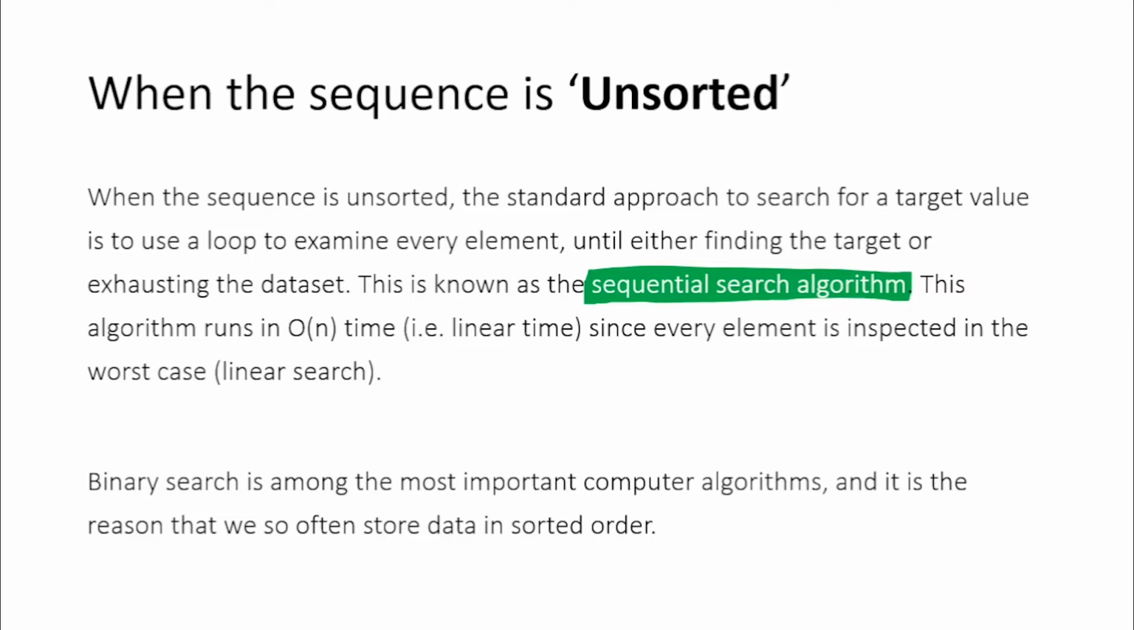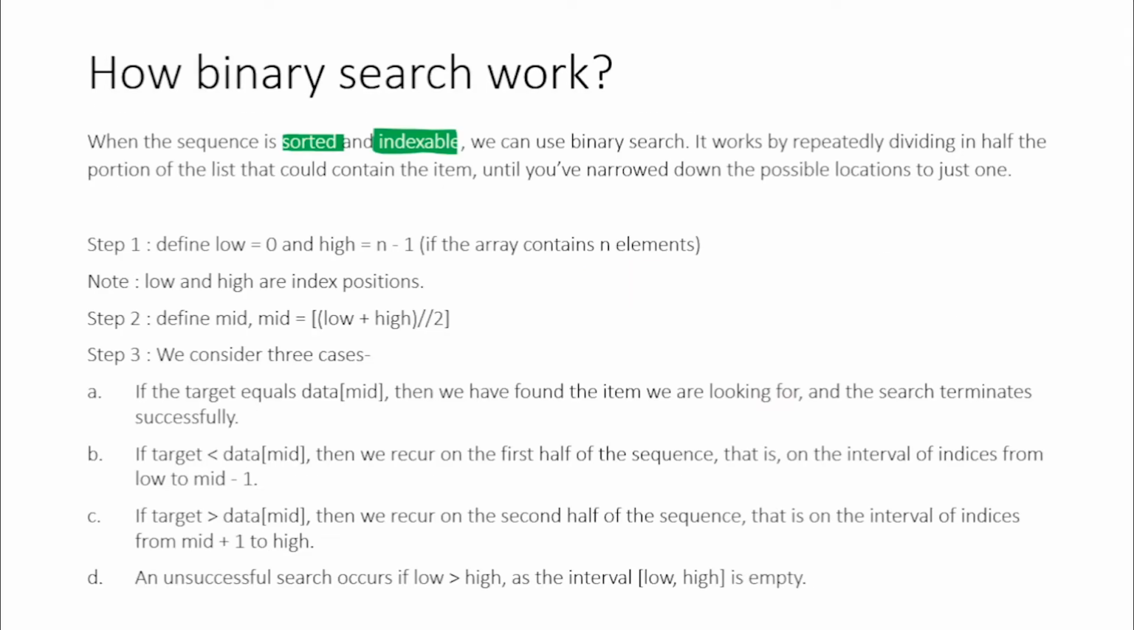Binary search is among the most important computer algorithms, and it is the reason that we so often store data in sorted order. Right? Let us now look at how binary search works. When the sequence is sorted and indexable, we can use binary search. It works by repeatedly dividing in half the portion of the list that could contain the item until you have narrowed down the possible locations to just one.